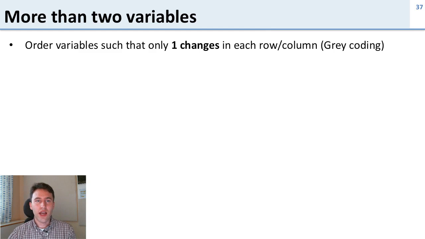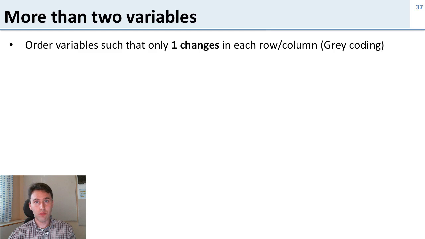So now let's take a look at how you do Karnaugh maps if you have more than two variables. So far we just looked at functions which had two inputs and one output. Now let's take a look at what you do if you have multiple inputs. The key here is you need to order your variables across the top and the side such that only one bit changes between each row and column. This is called Gray coding.